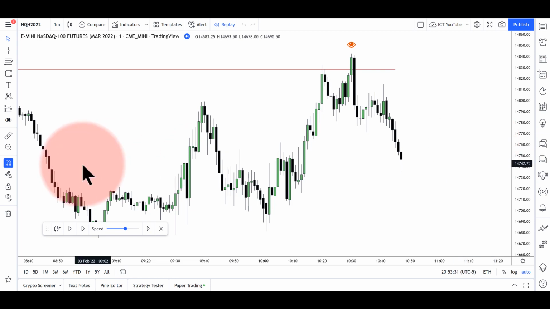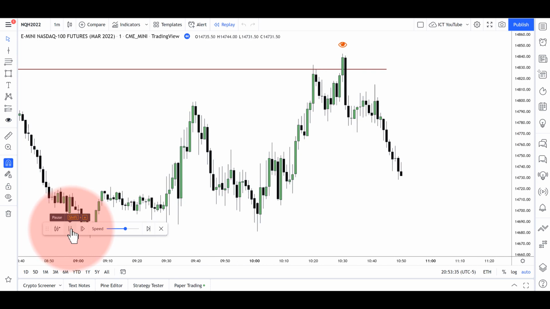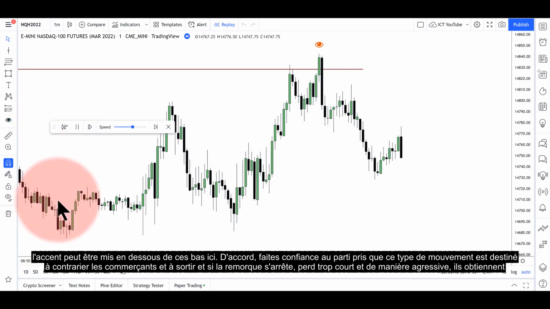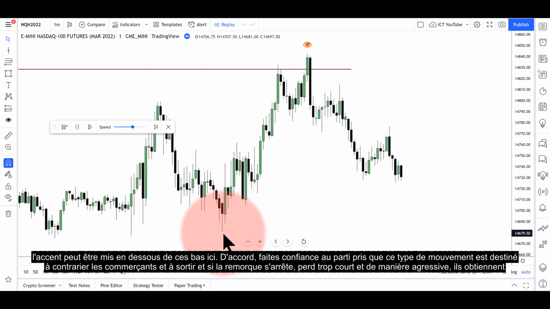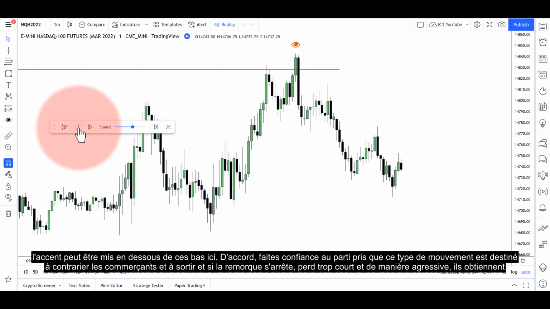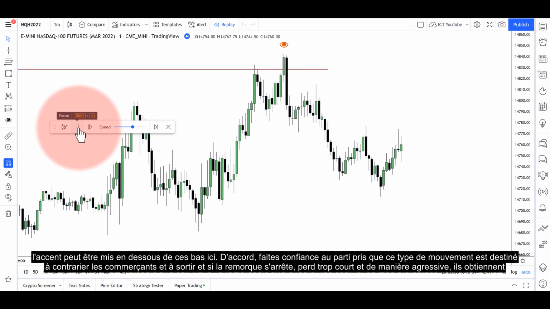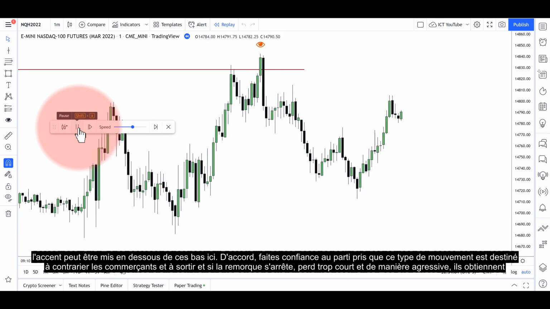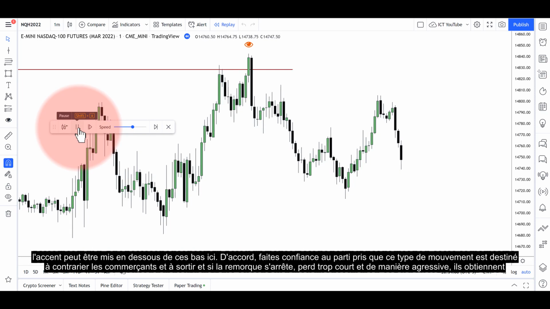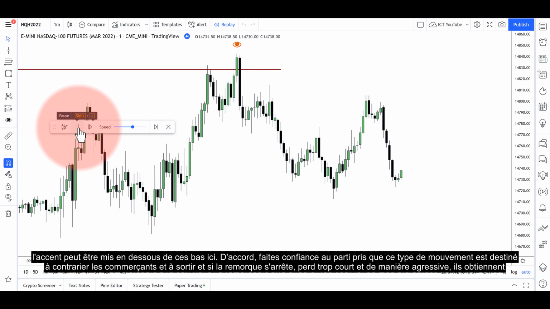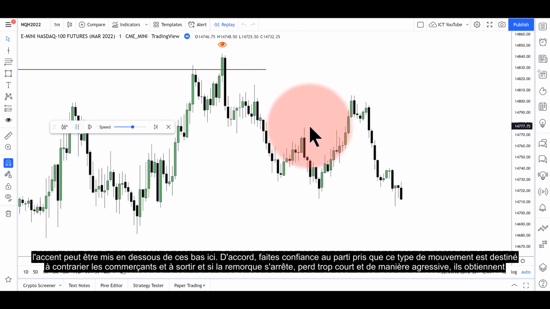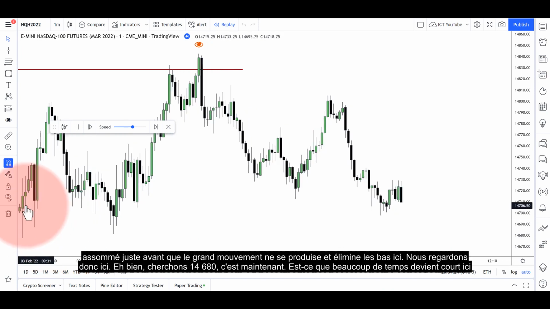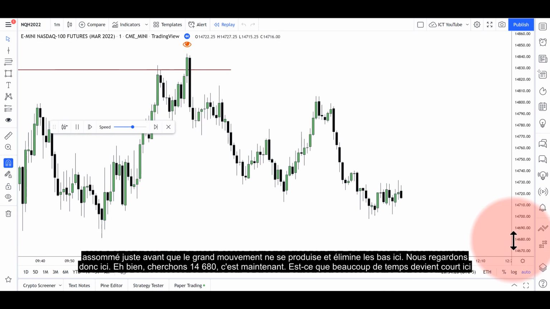If you are going to hold it, focusing below these lows down here, okay? Trust the bias. That type of move right there is intended to upset traders and get them out. And if they trail their stop loss too short and aggressively, they get knocked out right before the big move comes down and takes out the lows down here. So we're looking at right in here. Well, let's look for 14,680.